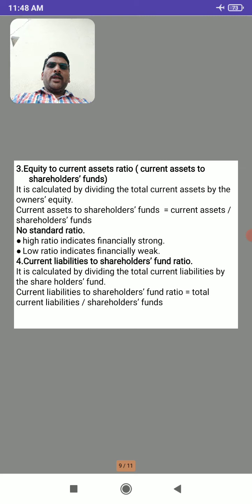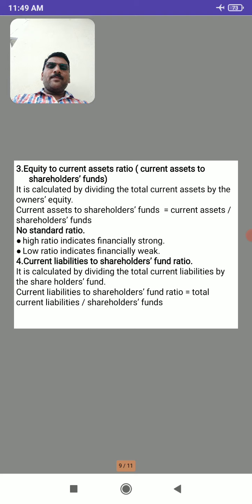So here, equity to current asset ratio, or current ratio to shareholders fund, is calculated by dividing the current assets by owner's equity or shareholders fund. We know very well what the current assets and the shareholders fund are. Here there is no standard ratio. It is not compulsory for the firm to maintain a standard ratio. If the ratio is high, it automatically indicates the firm's financial position is very strong. If the ratio is low, it shows the financial weakness of the firm.